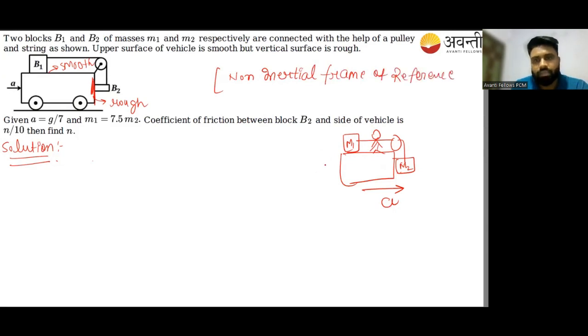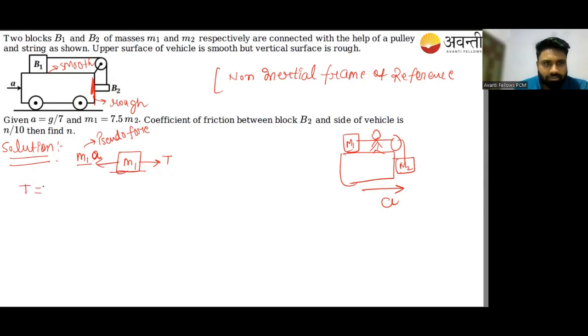So if I try to draw the FBD of the M1 block, this is M1. There is a tension T here and there is a force M1 times A, which is termed the pseudo force, equal to the mass of the system multiplied by the acceleration of the frame. Because there is no friction on this surface, this tension is equal to M1 times A. This is equation number 1.